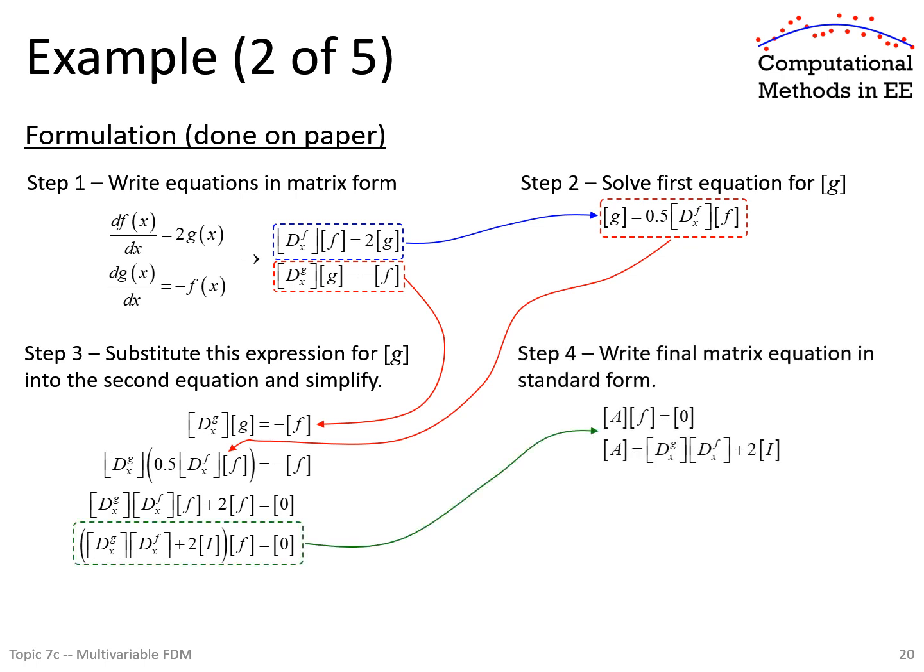At this point, I want to put my matrix equation into standard form. In this case, it's A f = 0. And I see that my A matrix is the derivative matrix operating on g times the derivative matrix operating on f plus 2 times the identity matrix.